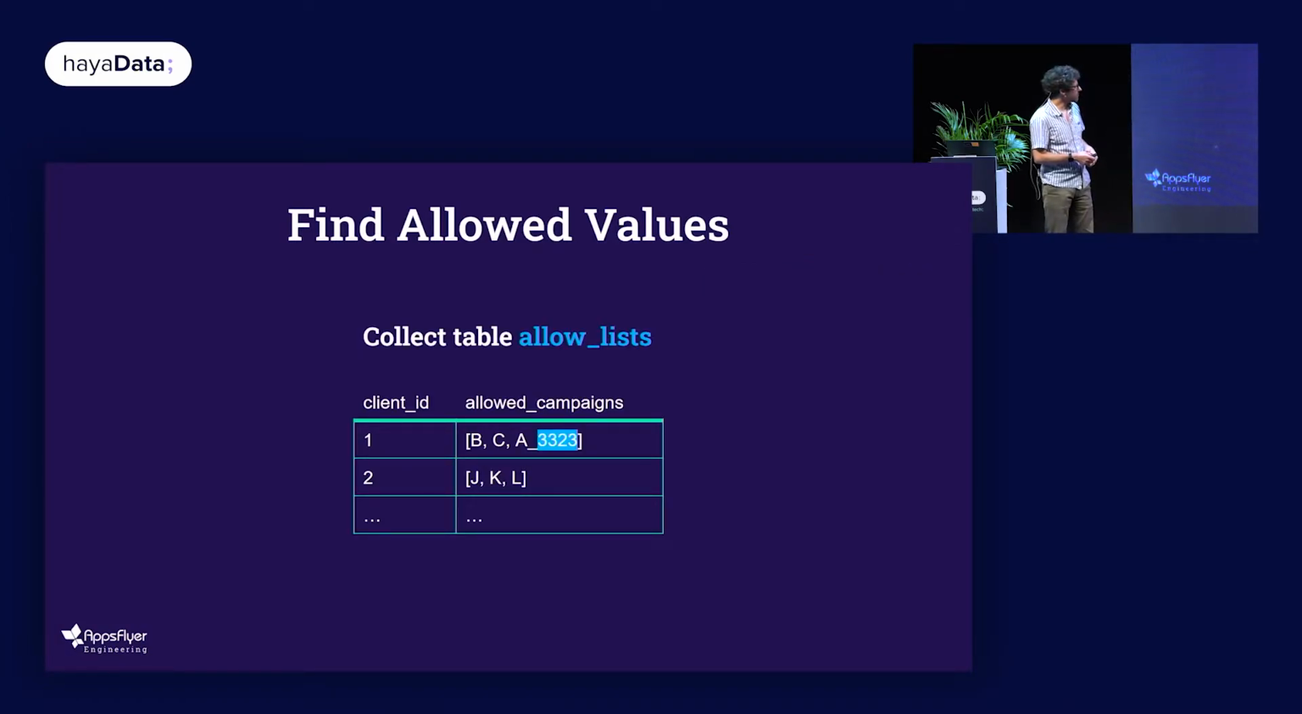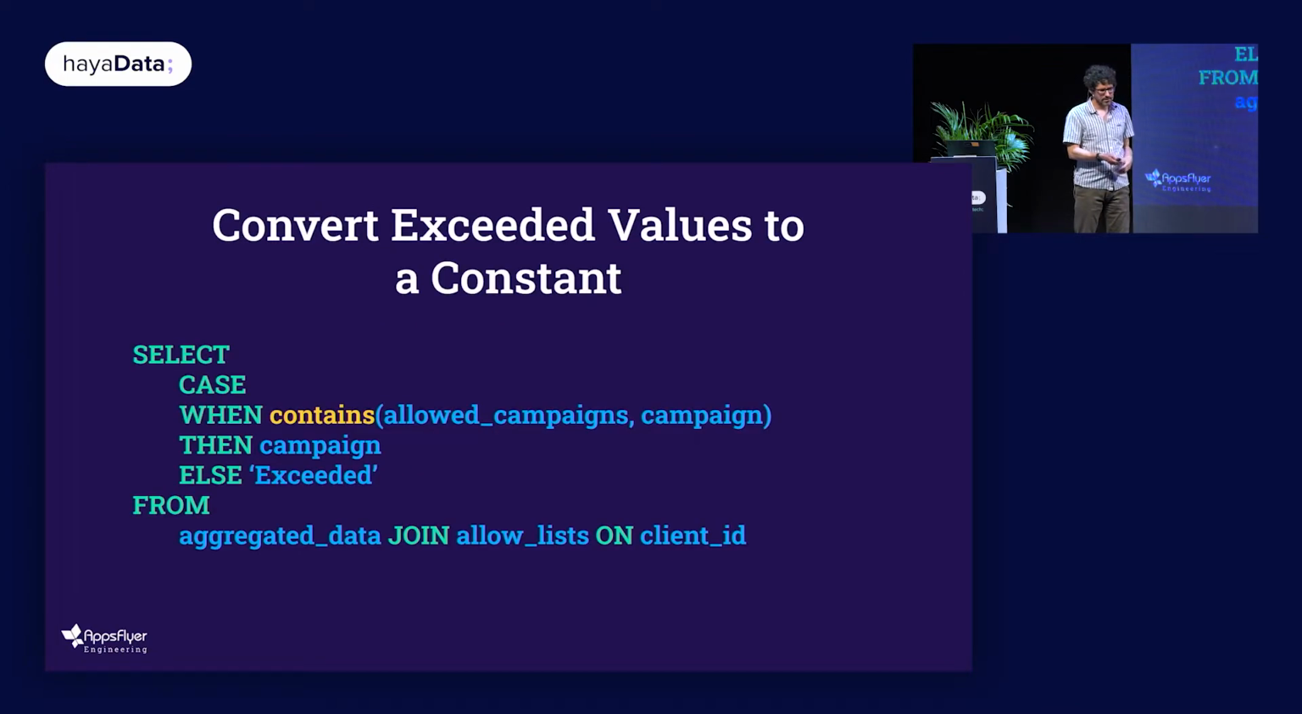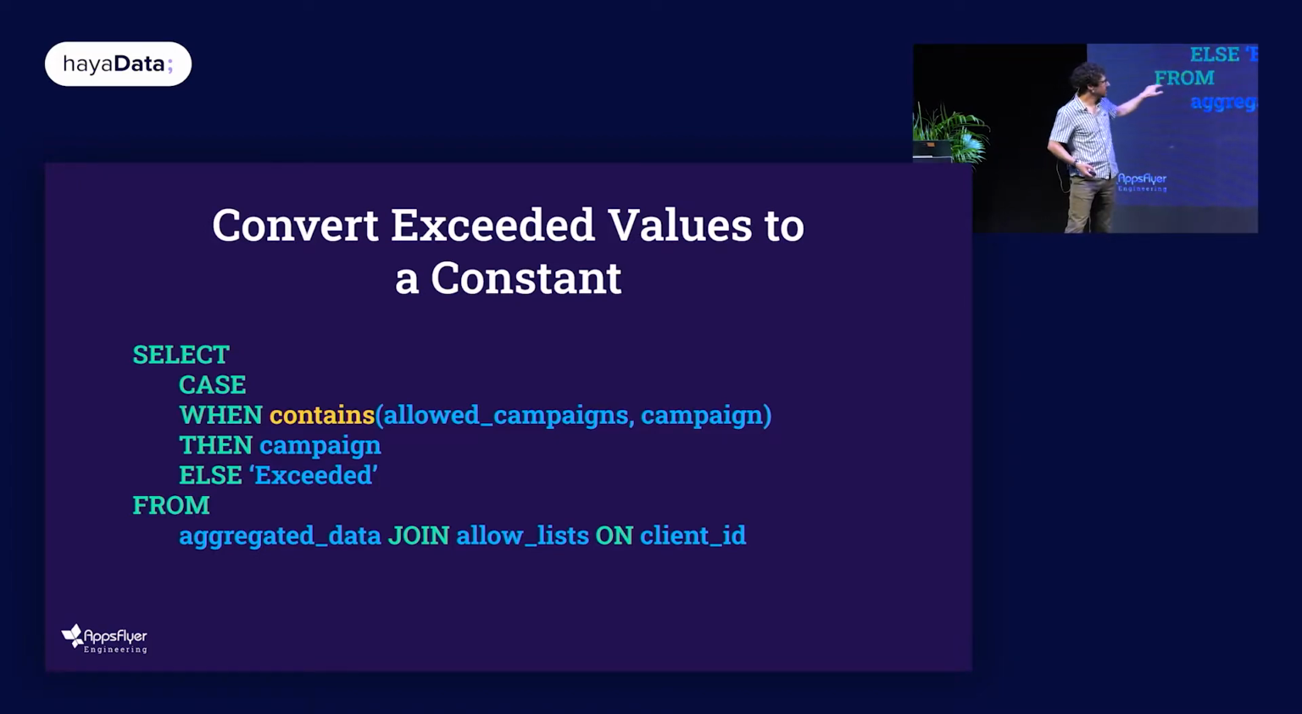So back to the main flow, where now we collect a small table where we have the client ID as one column and whatever campaigns we're going to allow for that client are in another column. And now it's fairly straightforward. We're going to join our aggregated data with the allowed list for that client, and we're obviously going to join by client ID. And then for every row, we're going to check, does the campaign, is it in that list that we're allowed to keep? If so, we get to keep the campaign. Otherwise, it goes to the constant value exceeded.